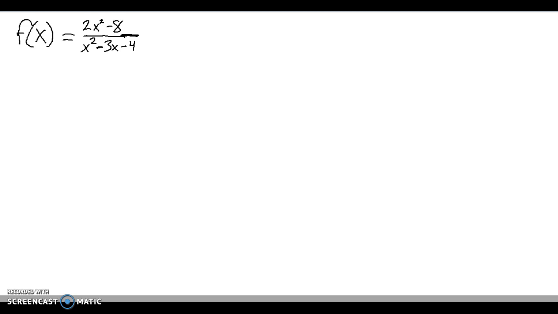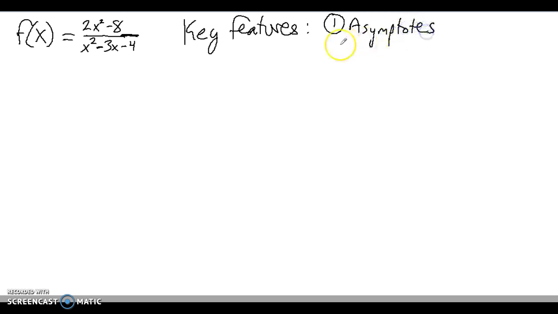But the steps and the number of steps really aren't important. What they are going after is the key features. So what I like to think about with the graph is what are the key features? And these really come in 3 flavors: asymptotes, intercepts, and holes.